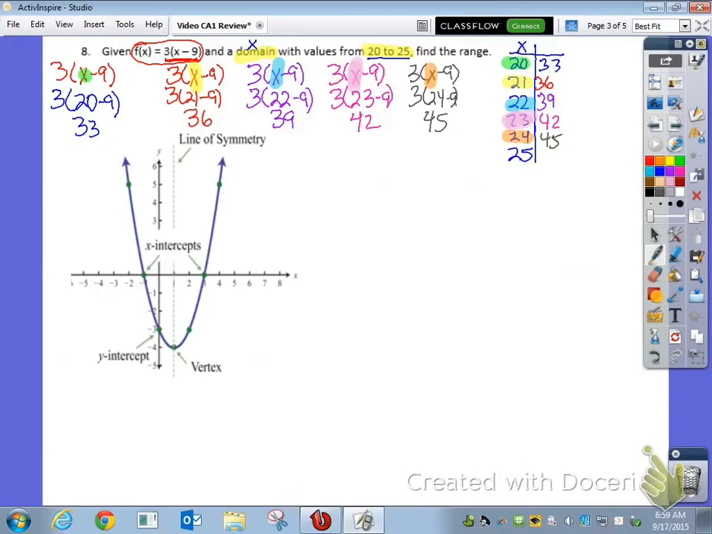And some of you can see the pattern over to the side, and if you see that pattern, that's fabulous. I'm going to come over here to finish it off. Last one that I plug in is going to be 25. And it's 48. Now, the question said, find the range. The range is the y column. So if they want the range, this is the answer that they want.